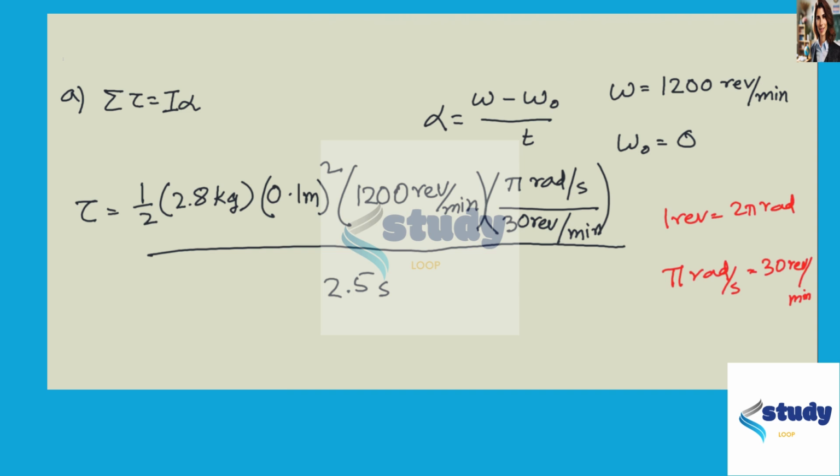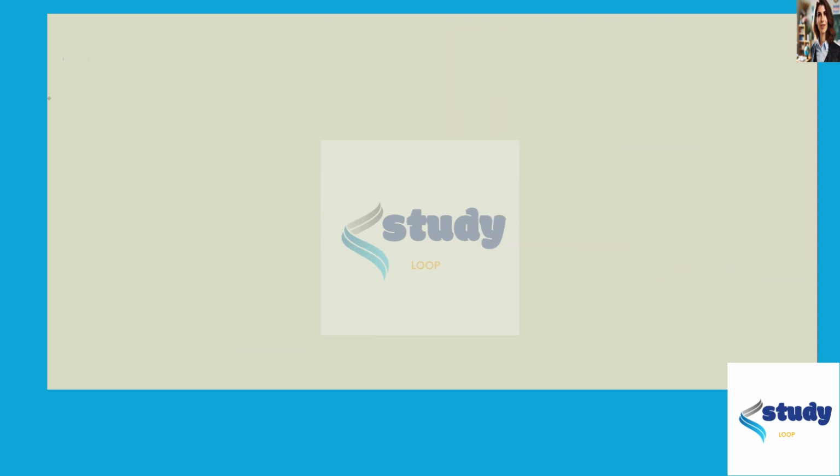Right, so from here we get the torque as 0.704 Newton meter. For part B, we need to figure out the angle. Now for the angle, we need to consider the average angular speed of the system. We know that the final angular speed is 1200 rev per minute, but the initial is 0. So the average, we call it w average, will be 600 revs per minute.